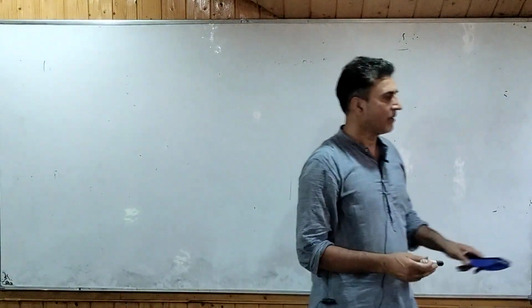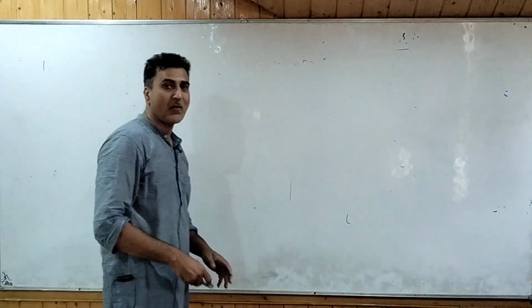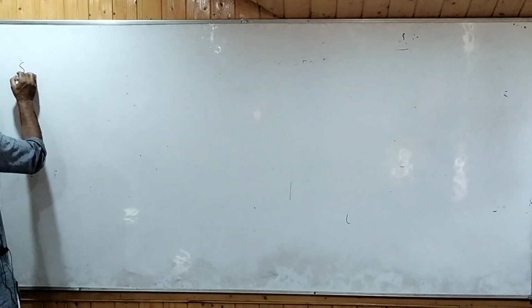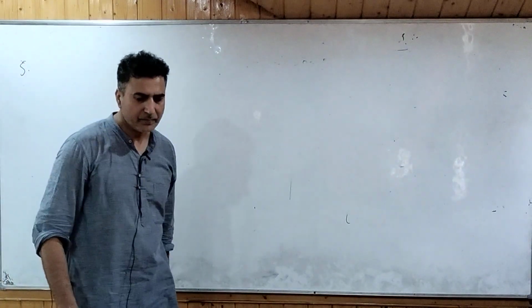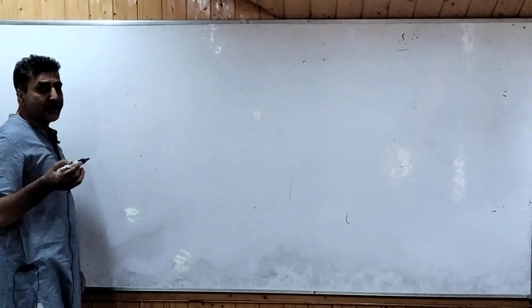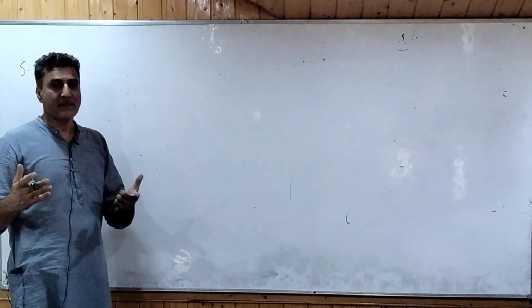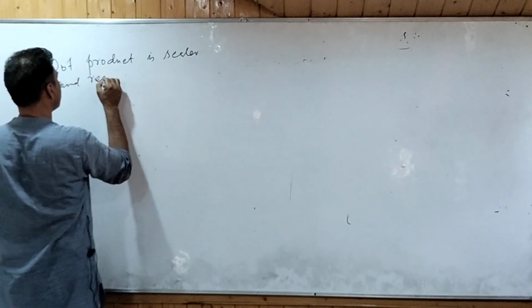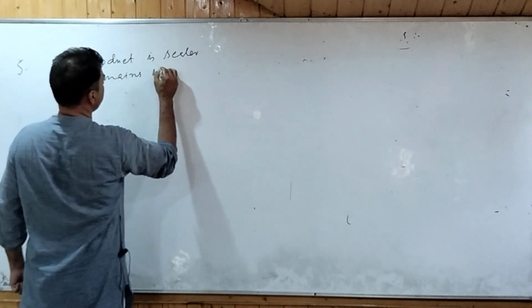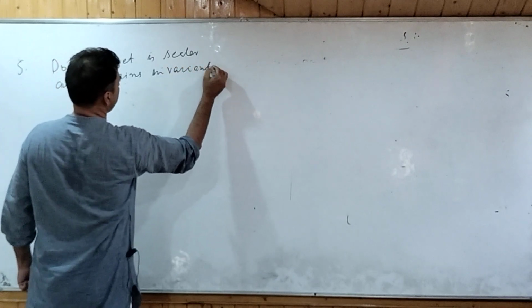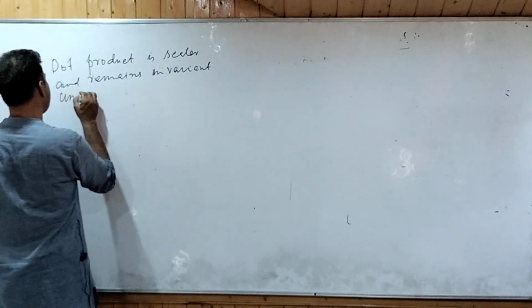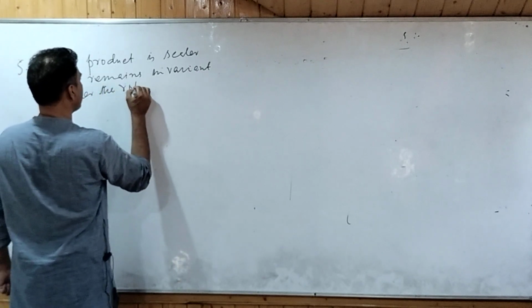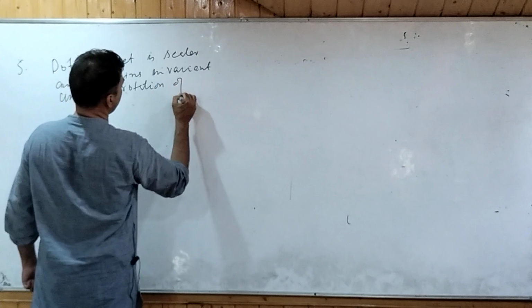That's very important. I will make a coordinate system first. Fifth point. Have a look. First of all, let me write, and you remember the statement before I explain this. Dot product is scalar and remains invariant under the rotation of coordinate system.